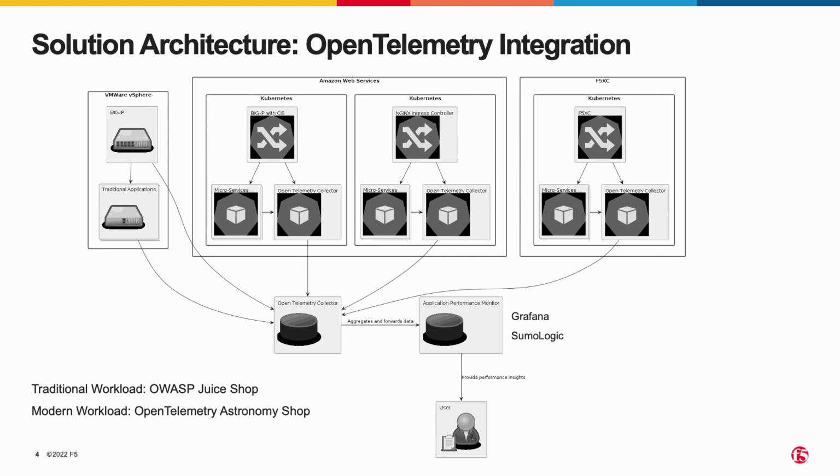Here's a view of the solution architecture for this demo kit. The product scope of this demo is comprised of the following F5 components: F5 BIG-IP, F5 Container Ingress Services, NGINX Management Suite, NGINX Ingress Controller, and F5 Distributed Cloud. This demo uses example deployments of these products across a wide range of environments, including on-prem, public cloud, and edge. In addition, we use both traditional, monolithic, and modern microservices-based demo application workloads as appropriate for each deployment environment.